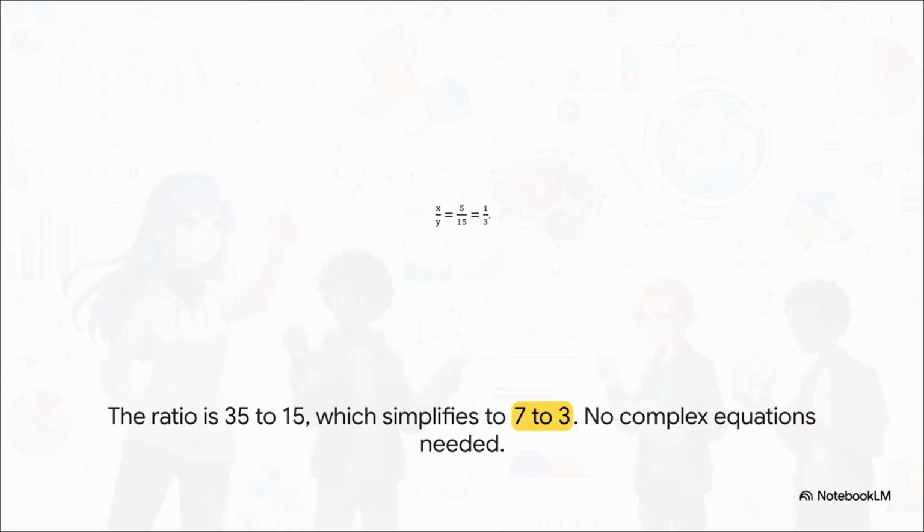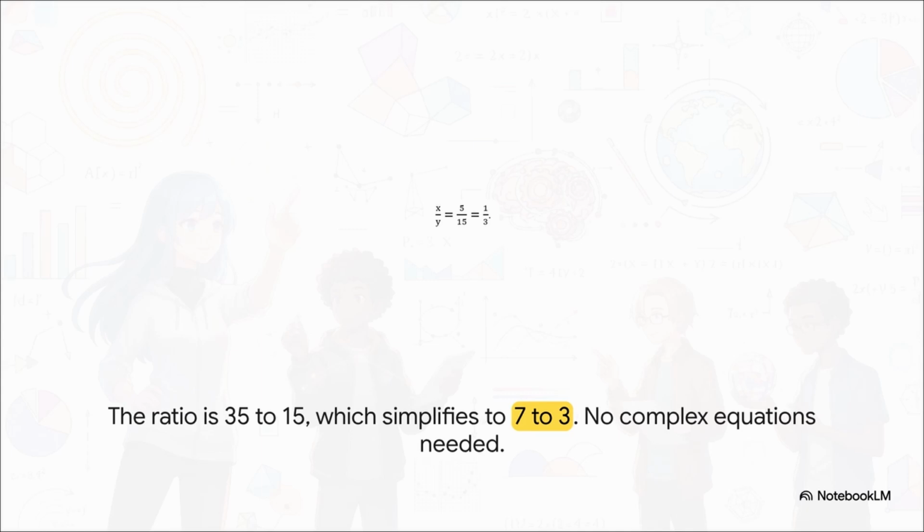So the ratio is 35 parts of the first alloy to 15 parts of the second. And 35 to 15, well, that simplifies right down to 7 to 3. This means we need 7 parts of the first alloy for every 3 parts of the second. Since we need 200 grams total and 7 plus 3 is 10 total parts, each part must be 20 grams. So 7 parts is 140 grams and 3 parts is 60 grams. And just like that, there's our answer.